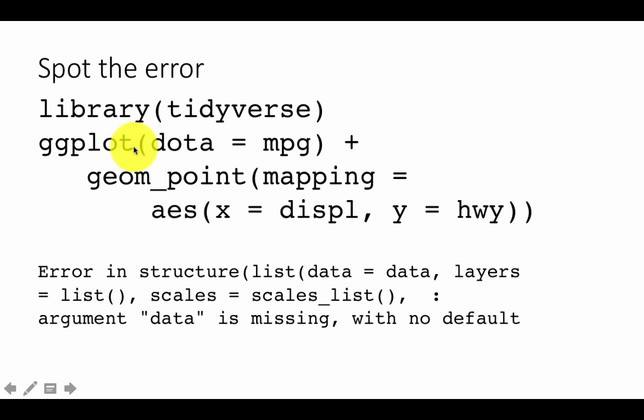Of course, you could indicate the data right inside ggplot, or as we know, you could put it in one of the geoms, but there's no data in any of these things. So obviously it's saying, look, you haven't specified what data to plot. Okay. So the lesson here is you'll get error messages.